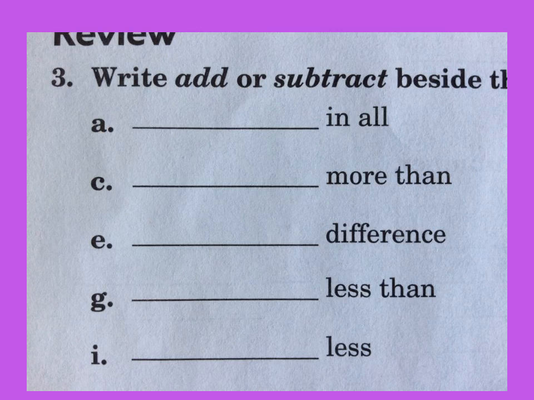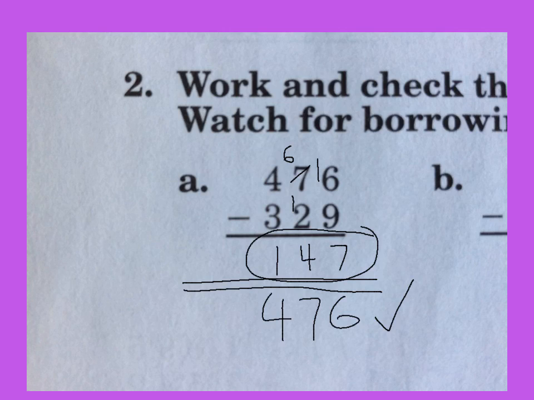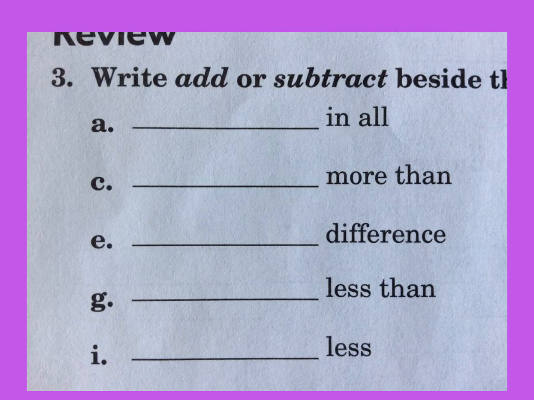Let's go to B. Now I'm going to have you do B, C, D, and E on your own. You have to check them. Make sure you do the same thing that I did here to check it. We'll go to number 3, and number 3 tells us to write add or subtract beside each clue word.